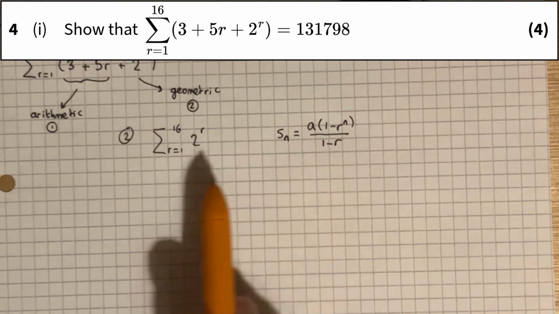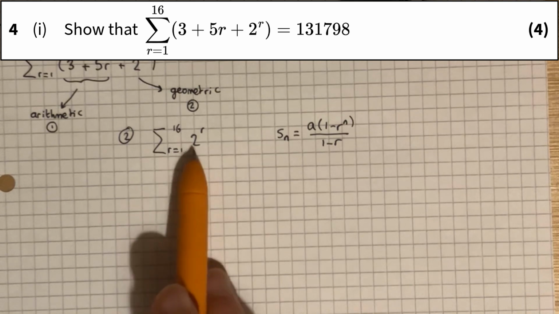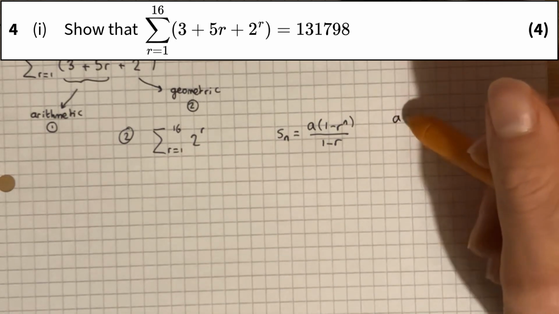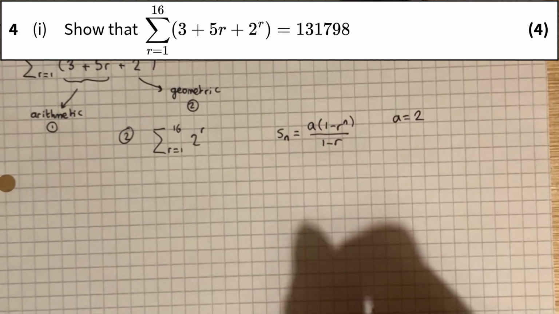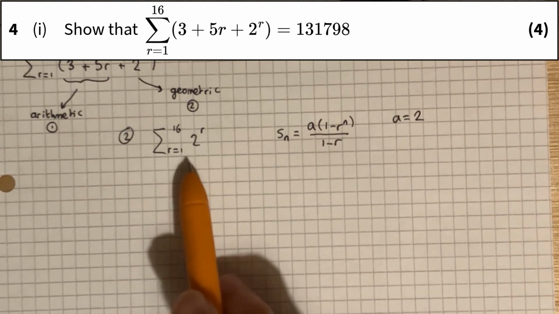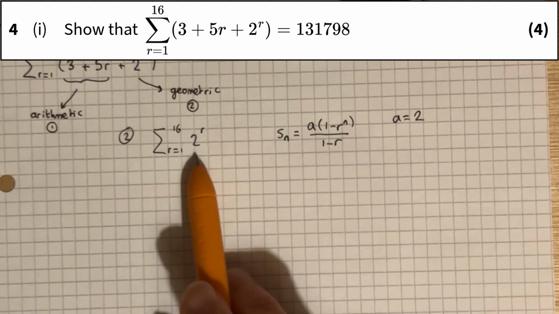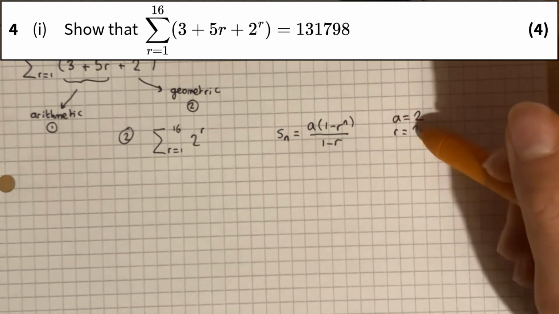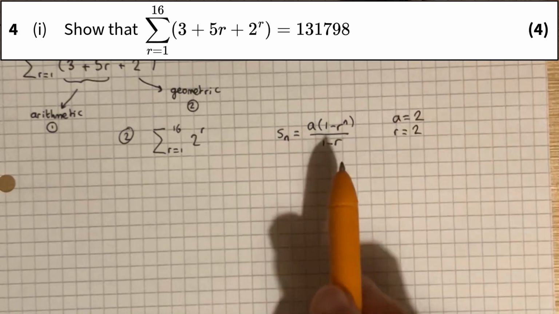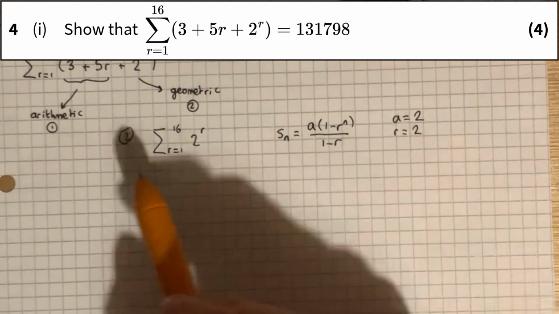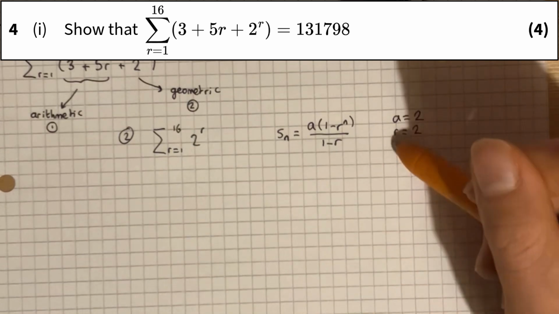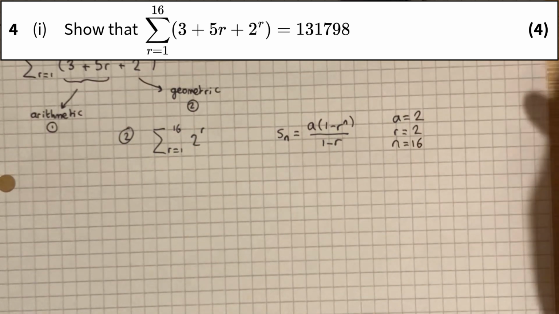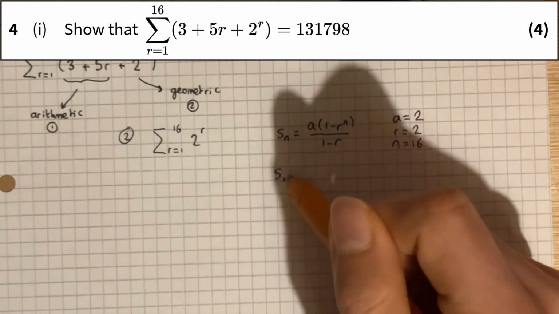A still stands for the first term, and we find it in the same way as before. Sub in r equals 1, that will give you the first term. If we work out the second term by subbing in r equals 2, we'll get 4. And then the next term will be 8. So the common ratio will be 2 because we are timesing by 2 to get from one term to the next. Finally, n is 16 just as before because we're adding the first 16 terms together.